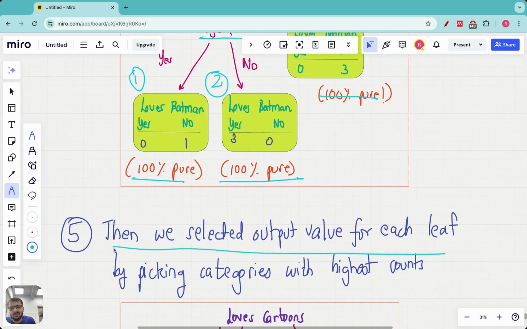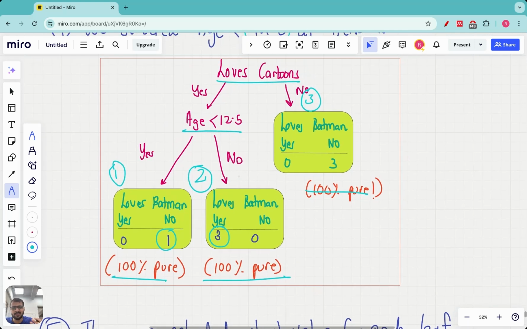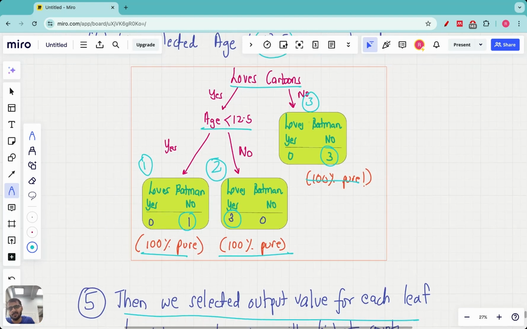And then the last step is, we selected the output value for each leaf by picking the category with the highest counts. So here in leaf 1, no category has the highest count. So we picked no, they don't love Batman. In the second leaf, the yes category has the highest count. So we picked yes, they do love Batman. In the third leaf, the no has the highest count, 3. So we picked that they do not love Batman.